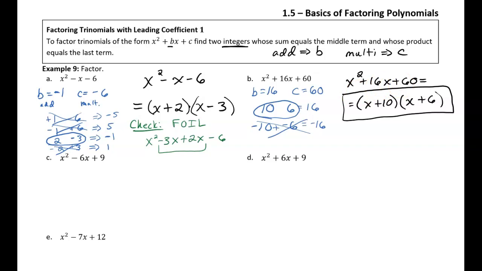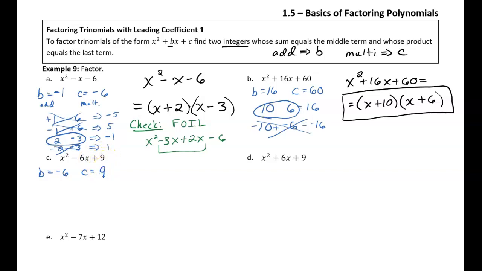Let's look at part C. What do we have in part C? I have another one: x squared minus 6x plus 9. So let's figure out the b that we're going to need, and the c. The b value is in front of the x, right? Not the x squared, just the x. So that's a negative 6. The last value is our c, that's the 9.